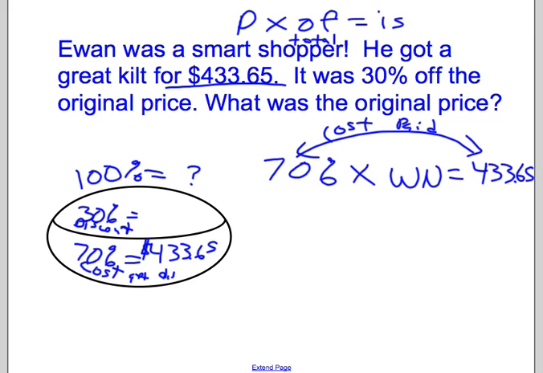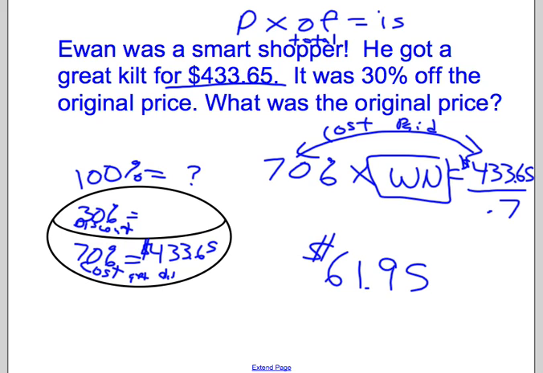Braden, how would I solve then for our variable? Would you divide the $433.65 and the 70%? Okay, how would we write 70%? 0.7. So we're dividing this by 0.7. What did you get? 61.95.